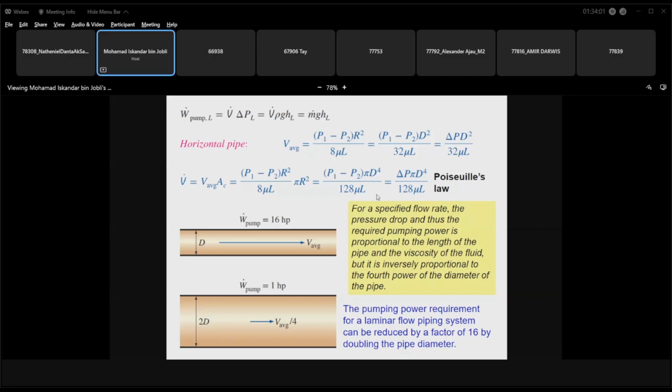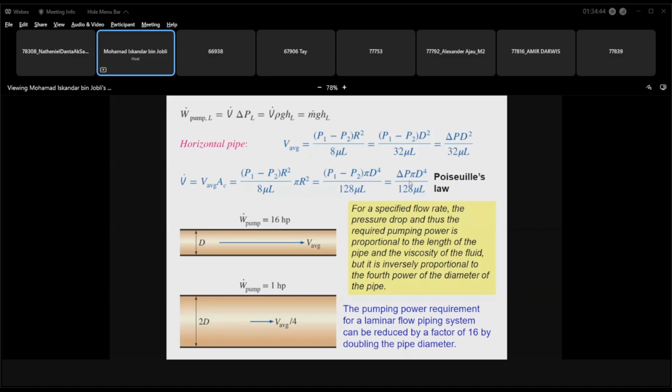So you have a horizontal pipe. This is the average velocity for a horizontal pipe. We can use this correlation to determine the average velocity, and then you can determine the volume flow rate of the horizontal pipe by using the equation V times A. You put down this equation, and then you get this in the end. This is Poiseuille's law, maybe that's how to pronounce the name. This is another law given by this fella. It's how to work out the volume flow rate as a function of this.